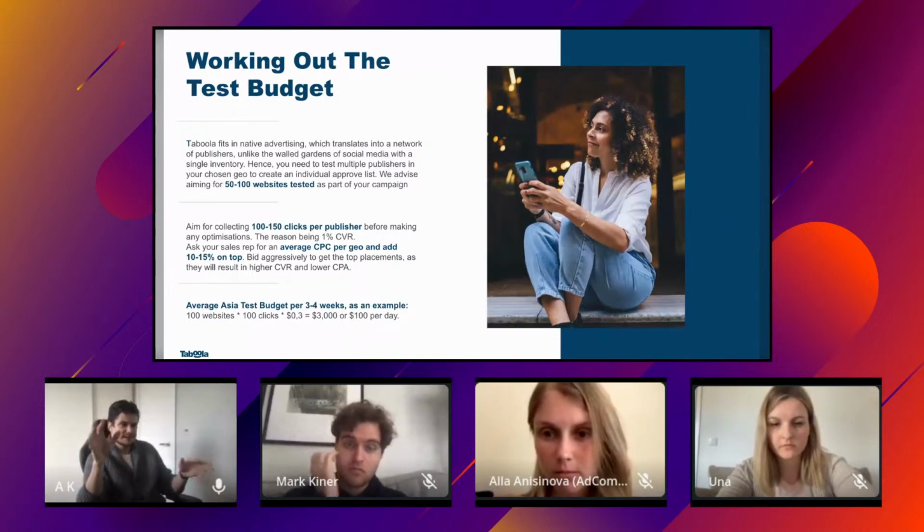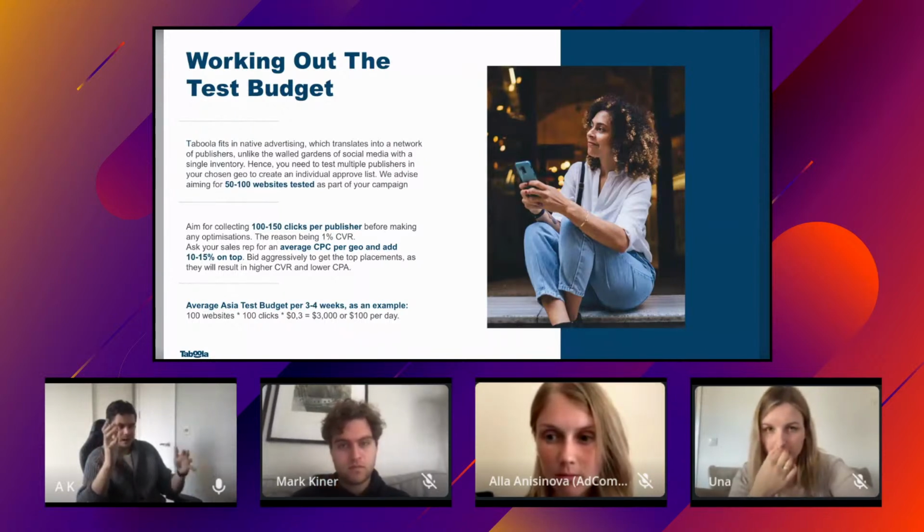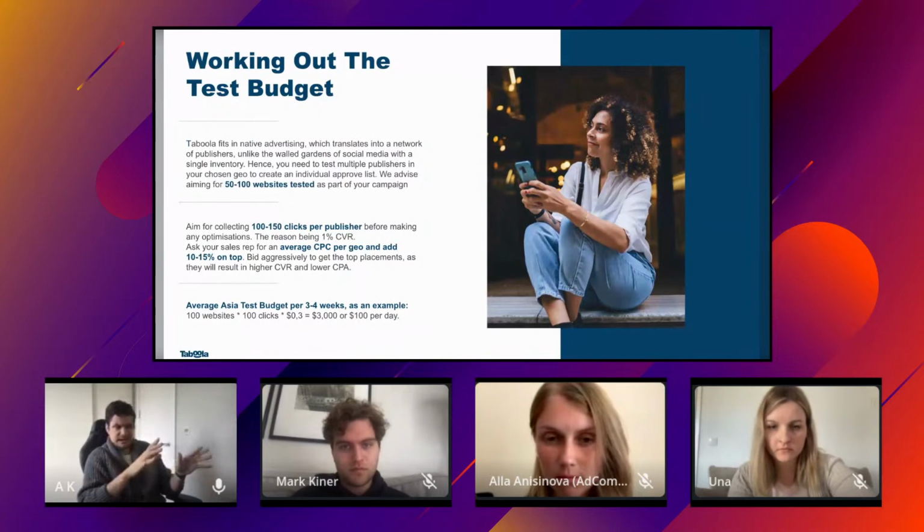And we usually recommend bidding 10 to 15% on top of the recommendation. And an example of this would be the following. 100 websites. Let's take Asia. Let's take Thailand, just for the sake of the argument.